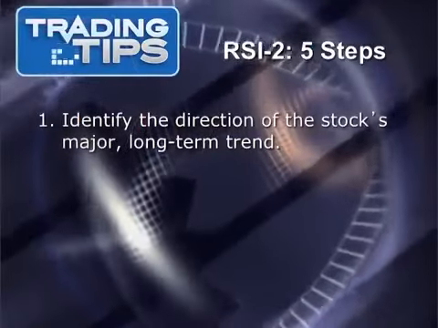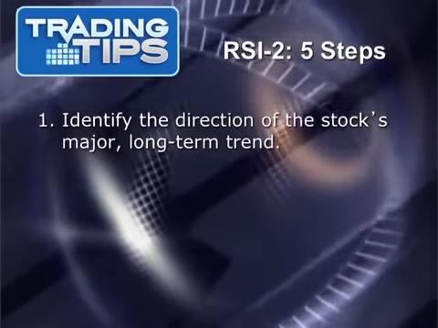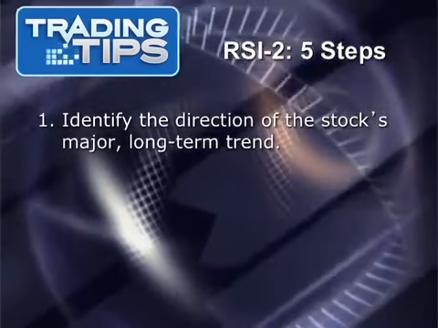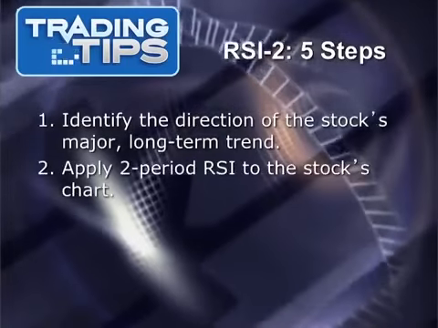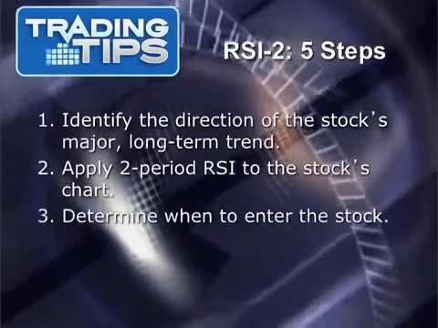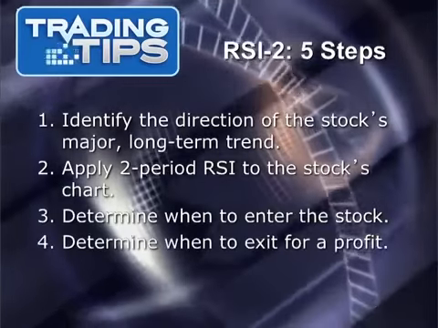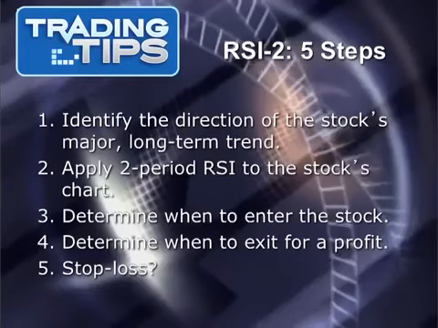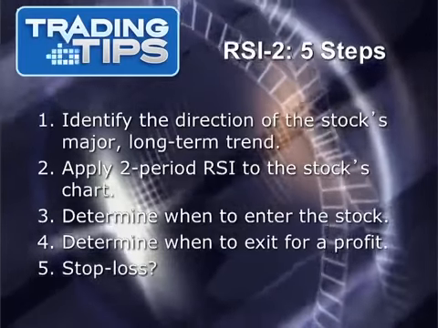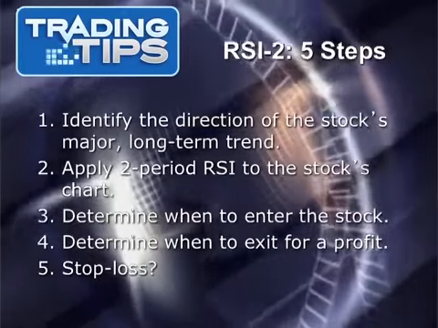There are 5 steps in the RSI-2 strategy. They are: 1. Identify the major long-term trend. 2. Apply a 2-period RSI. 3. Determine when to enter the position. 4. Determine when to close the position for a profit. And 5. Determine your stop loss. We'll look at each of these steps of the strategy individually on the following slides.